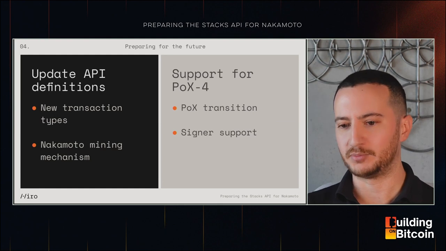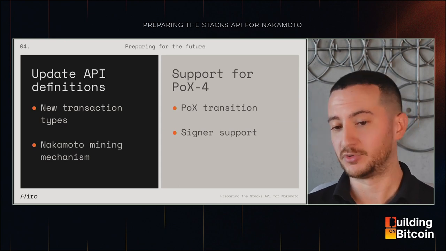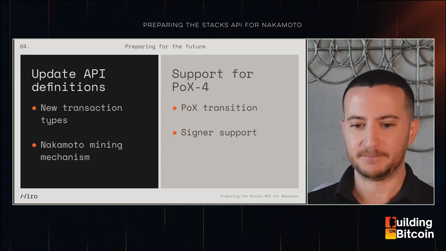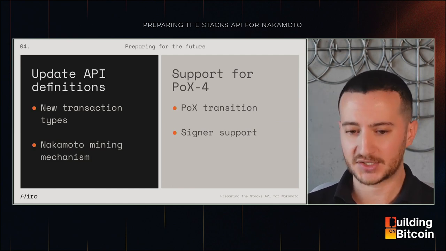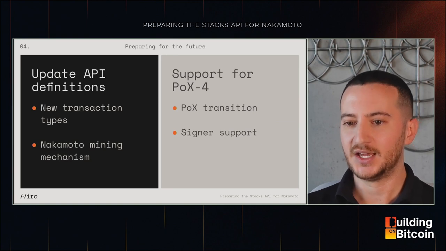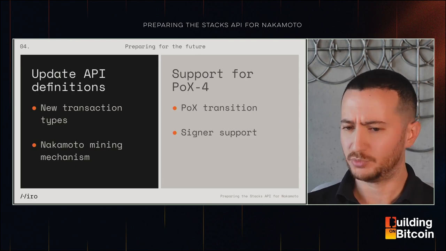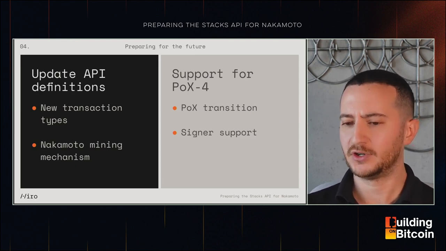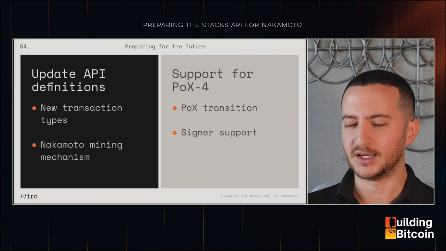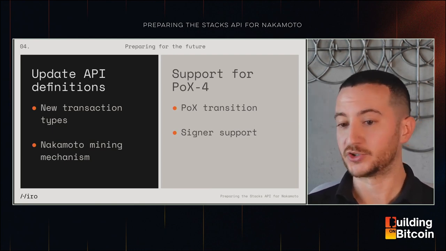We have to create new endpoints, assuming that we will have multiple Stacks blocks per Bitcoin block. And we also have to take care of the tenure changes and how miners participate during these changes. And also, we have to support POX4. So POX stands for Proof of Transfer. Right now, we're at version 3, and we are going to transition to version 4.